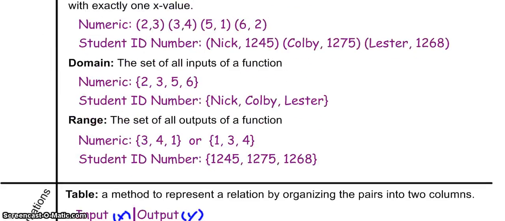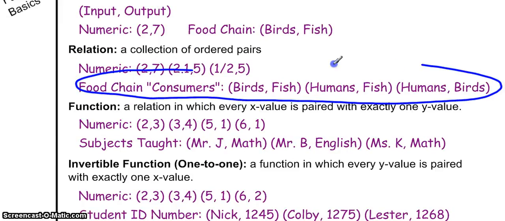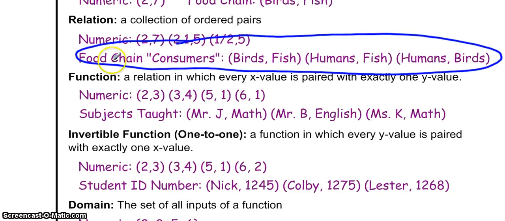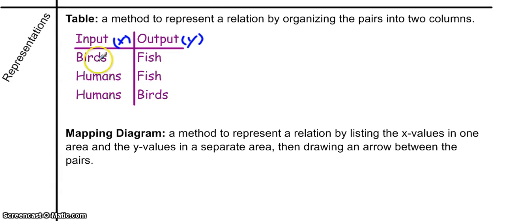For this example, I'm going to use the food chain consumers relation that we talked about at the very beginning of this video. So, in this example, birds went to fish, humans ate fish, and humans ate birds. So, looking at my table, it should look something like this. We have birds eating fish, humans going with fish, and humans going to birds in the two columns of our table, the inputs and the outputs. Note that it doesn't have to be a function to be put into a table. We can actually tell it's not a function because we've got the same input, humans, going to two different outputs, fish and birds, so it's not a function at all.